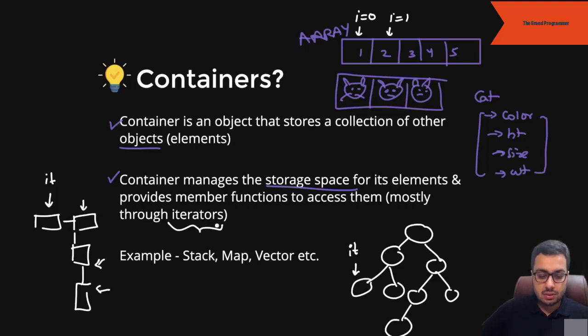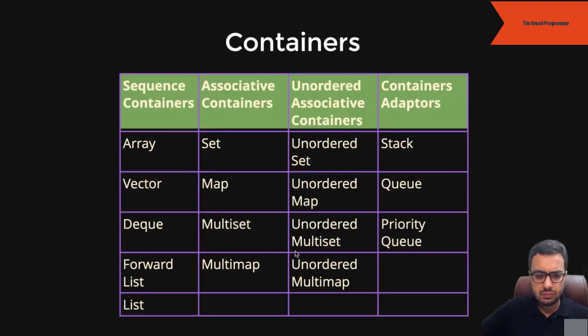Iterators are objects which behave like pointers, so they know how to move forward, and they are defined for each of the containers that we have. An example of a container is a stack, or a map, or a vector, and so on.